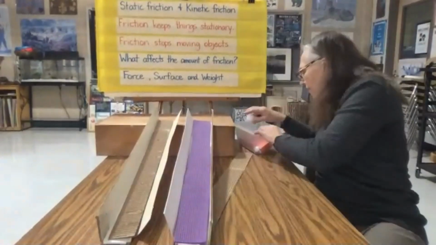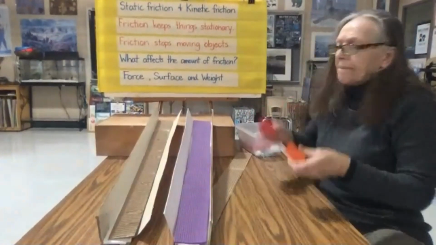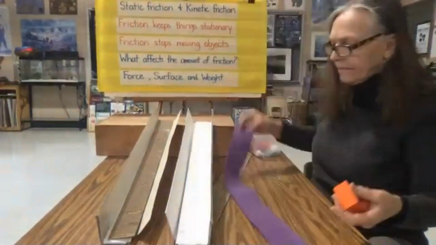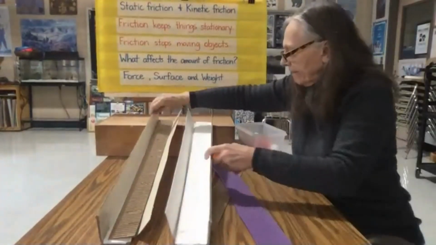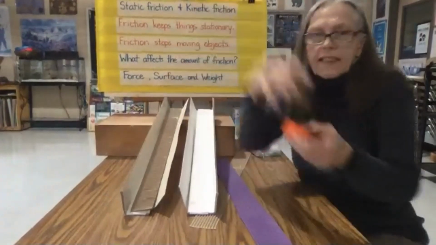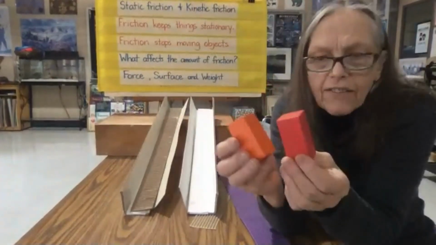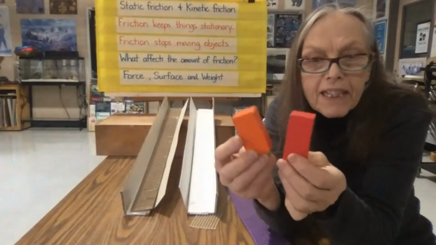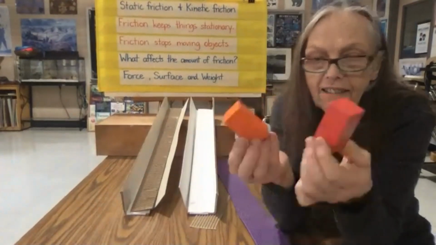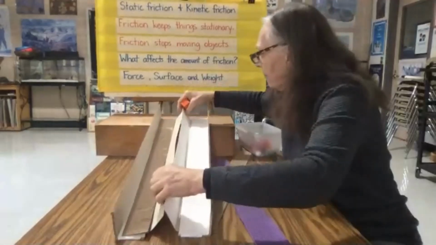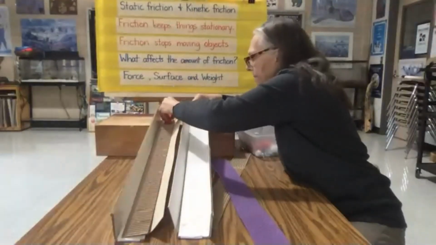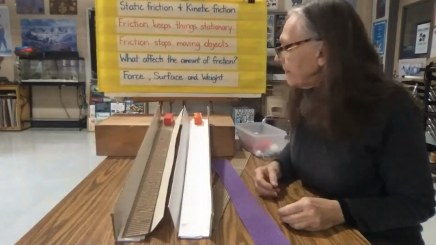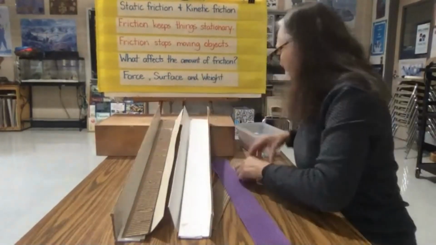Now we can try different kinds of objects. So this is kind of an interesting little demonstration. It amazed me. So I've got two little blocks here. They're the same. And I'm going to put them on my ramp. And they're not going anywhere. Okay. So how can I get them to move?